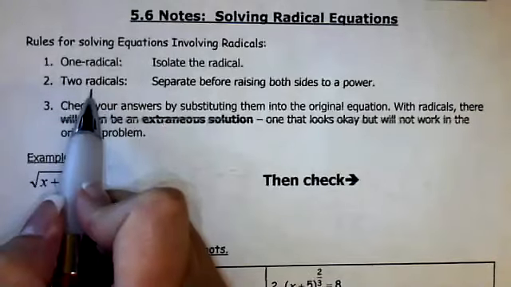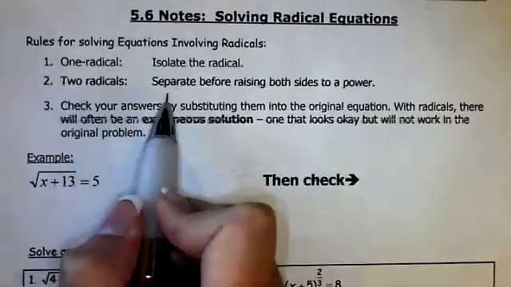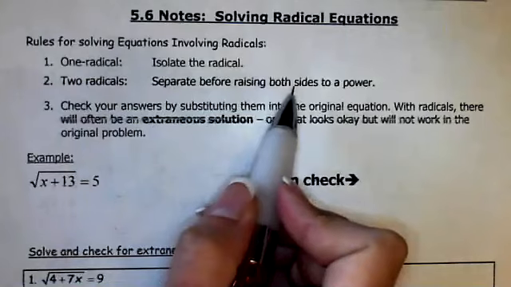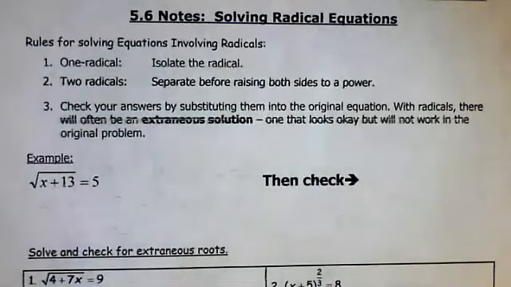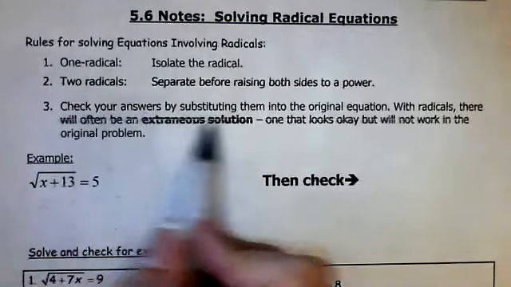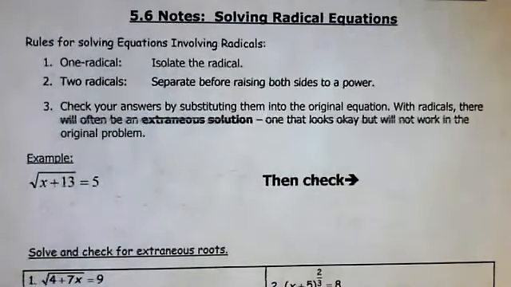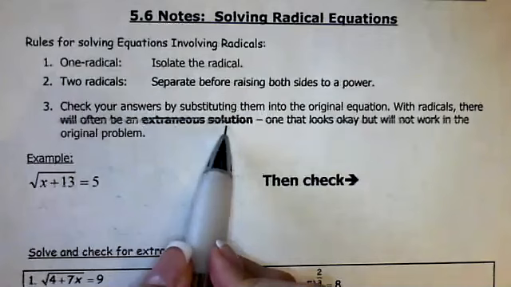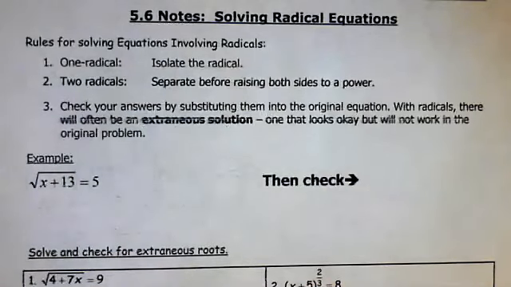The second rule is if there's two radicals. In this case, you want to separate before raising both sides to a power. So you want to put one radical on the left-hand side of the equation and the other one on the right-hand side of the equation. So one on each side. And then the third one tells you to check your answers by substituting them into the original equations. That's always a good practice, is to check your work. But in this case, you need to check for extraneous solutions. So make sure you go back and check.